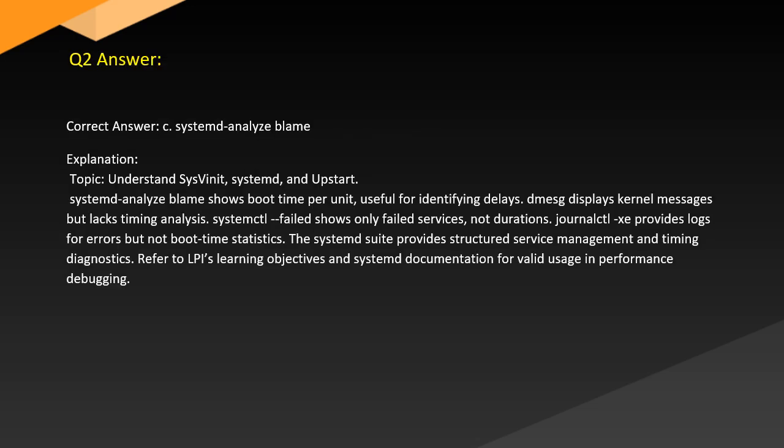Answer. Correct answer: C. systemd-analyze blame. Explanation. Topic: understand systemd and upstart. systemd-analyze blame shows boot time per unit, useful for identifying delays. dmesg displays kernel messages but lacks timing analysis. systemctl --failed shows only failed services, not durations. journalctl -z provides logs for errors but not boot time statistics.